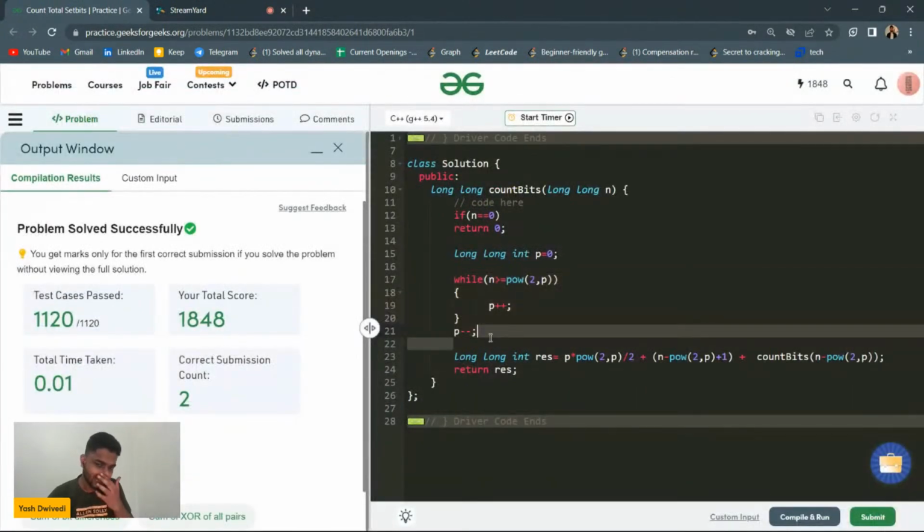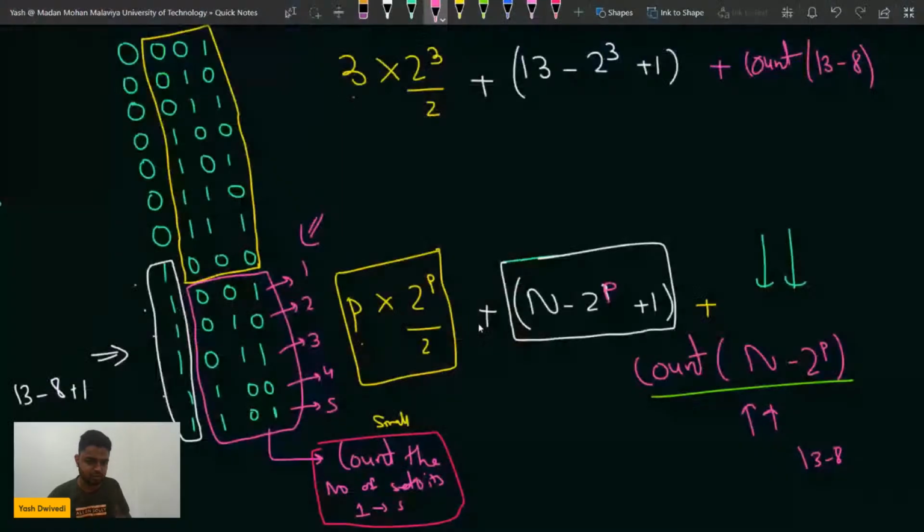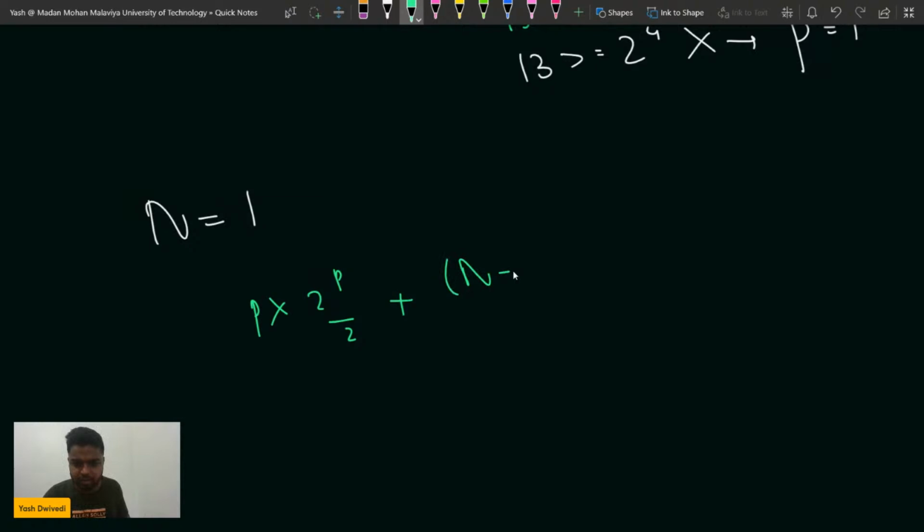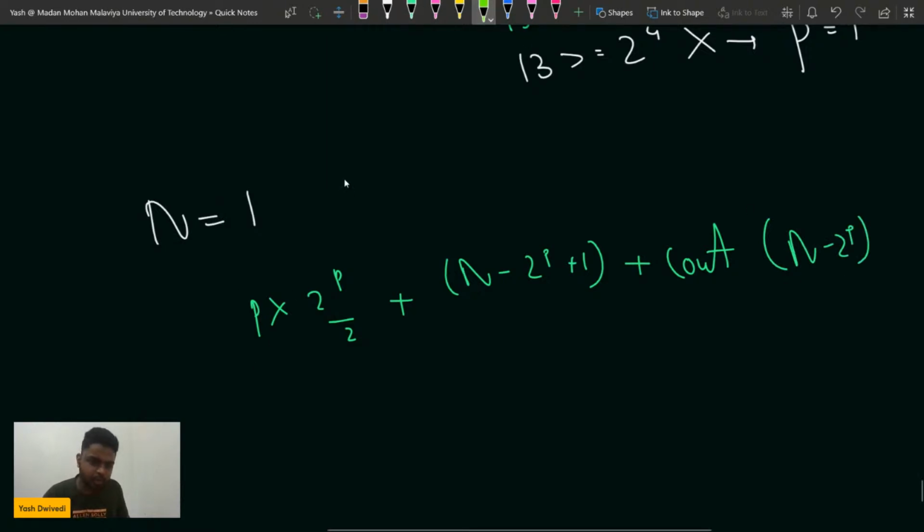Yes, it will be able to handle the n is equal to 1 case also. My formula would be able to handle that, because if n is equal to 1, the formula will still work, since the closest power of 2 will be 0. So it will be p into 2 to the power p divided by 2, plus n minus 2 to the power p plus 1, plus the count function called for n minus 2 to the power p. So in this case what will happen now? The p value, the closest power of 2, will be 0, p is equal to 0.